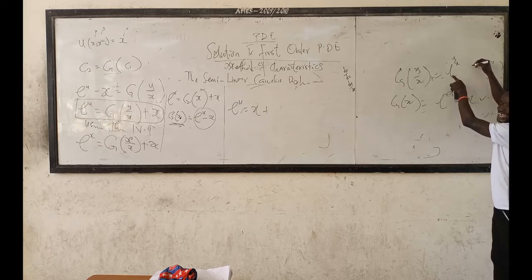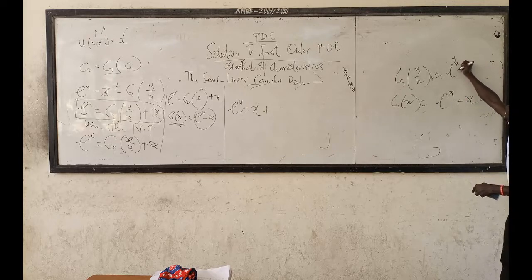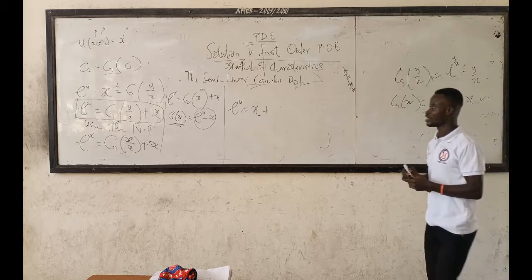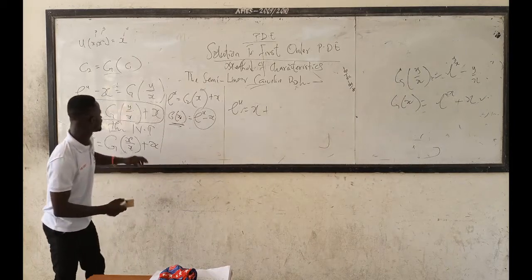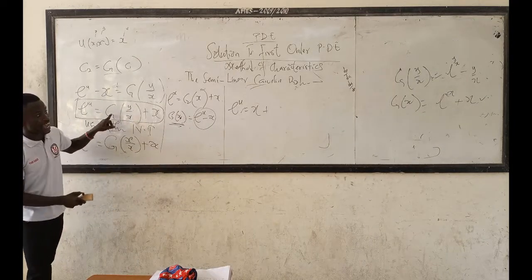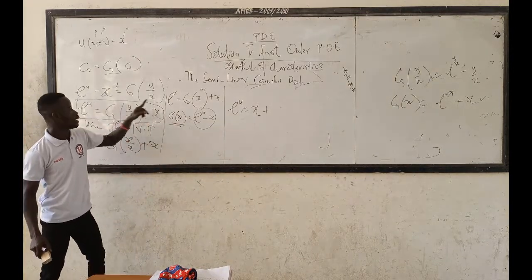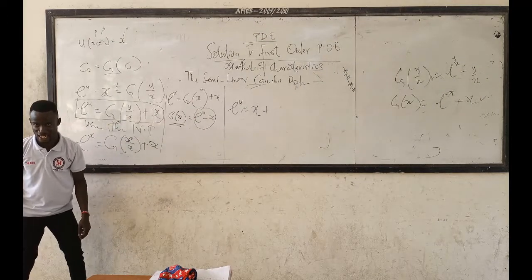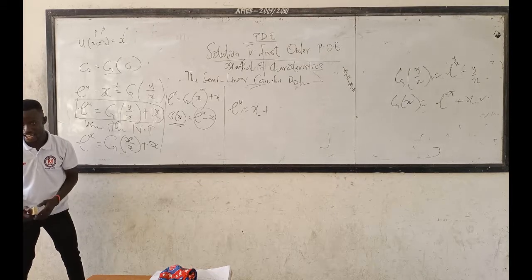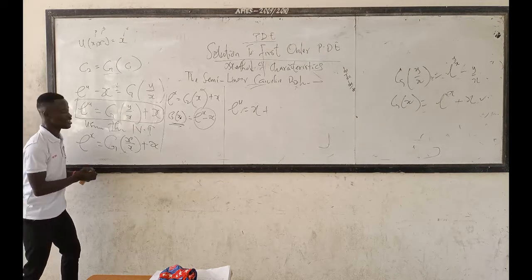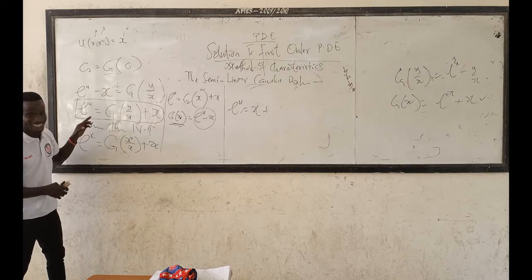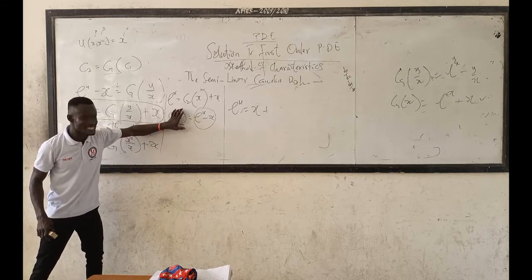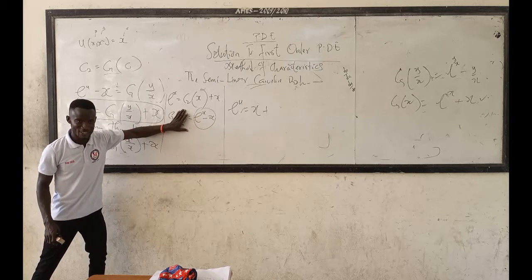So it will be e to the power y over x minus, here will be y over x. Now I'm copying the same thing, but instead of writing this, it's defined here. Clear? This is defined. Yes, g of x is defined.